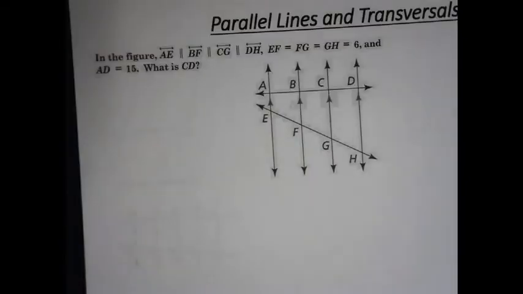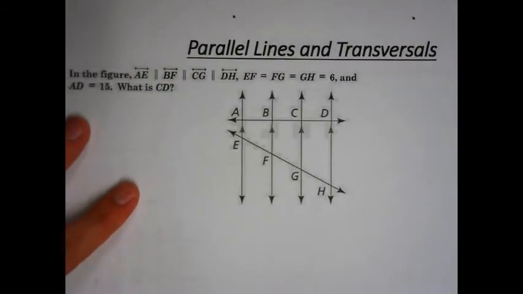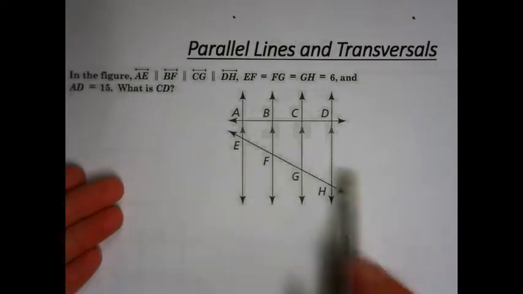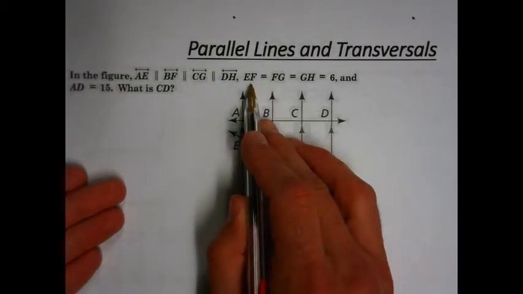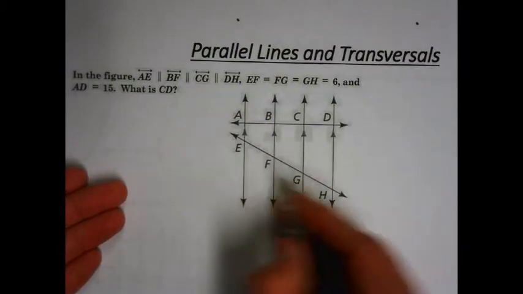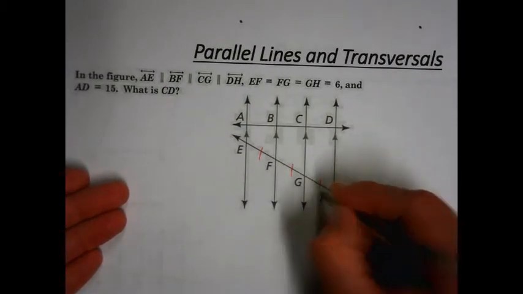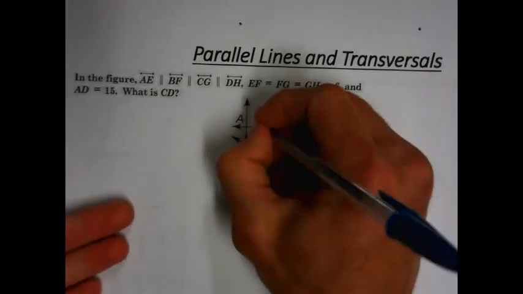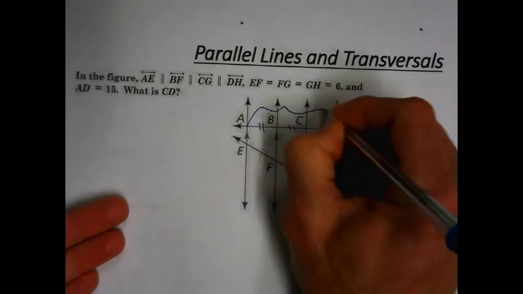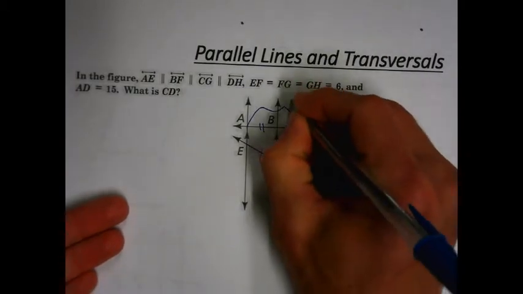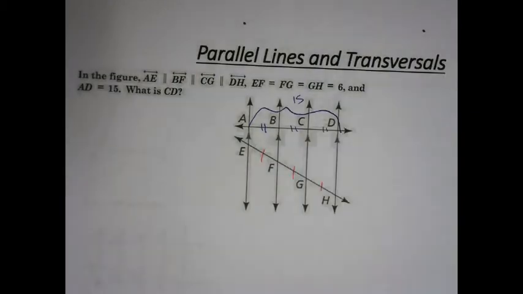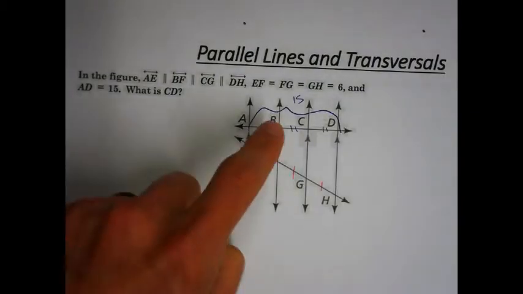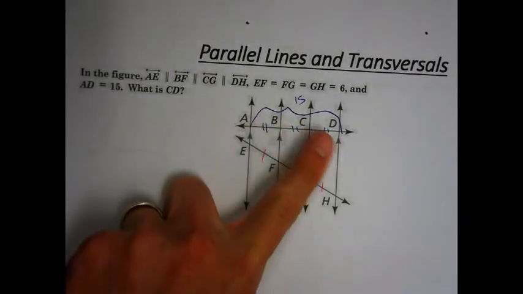So here's another example. Pause and try this one on your own. This one's a good one. So we have AE is parallel to all these things. EF and FG and GH. EF, FG, GH, they're all congruent. They all equal 6, not that it matters. But AD is 15. So that means they're congruent. From A to D is 15. So those three congruent pieces are 15.